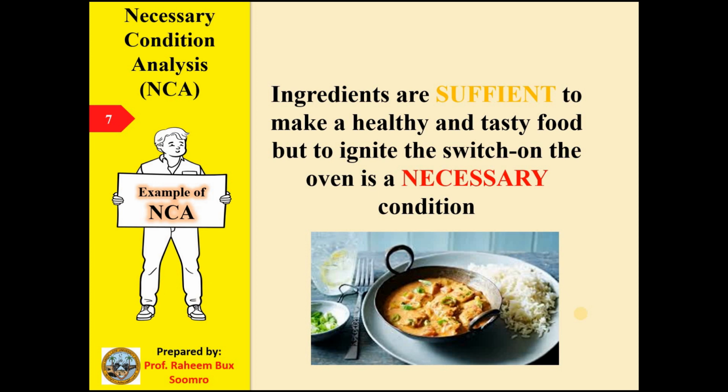But to ignite, switching on the oven is a necessary condition. It is a general example. What is our outcome? Our outcome is that we want to have healthy and tasty food. What is the sufficient thing? The sufficient thing is the ingredients you are required to put in. The necessary thing: all the ingredients are there, but if you forget to switch on the oven, that means the necessary condition has not been fulfilled or met. So although the sufficient things are there, if the necessity is not fulfilled, you will not be able to get your outcome, which is healthy and tasty food.